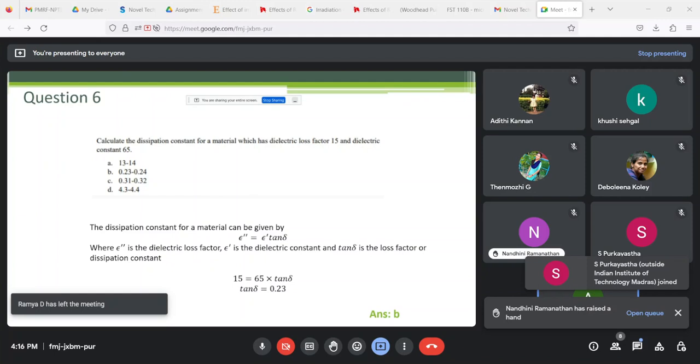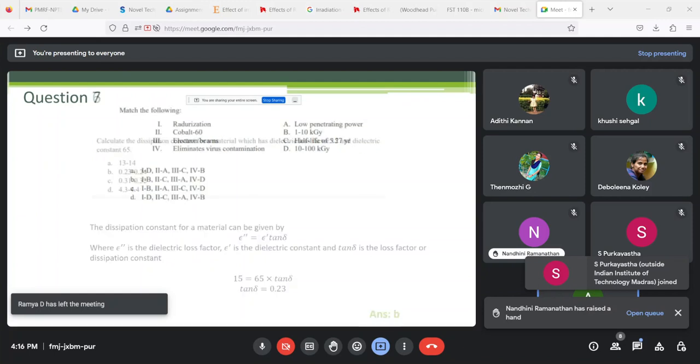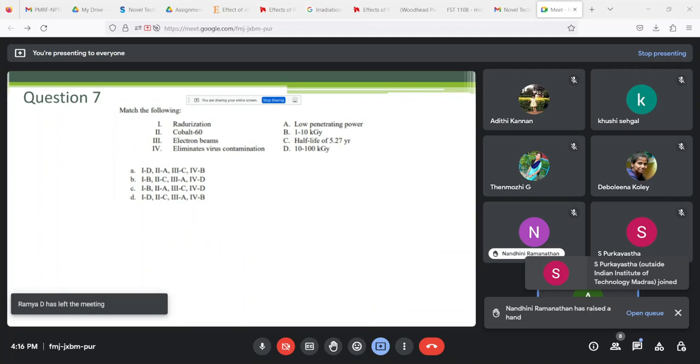Okay. So moving to question 7. Match the following. First, radioization, cobalt 60, electron beams and eliminating virus contamination. And in the other column, you have low penetrating power, 1 to 10 kilo, dose limits and half life of 5.27 years, and then 10 to 100 you have kilohertz. So any clue what the answer is?